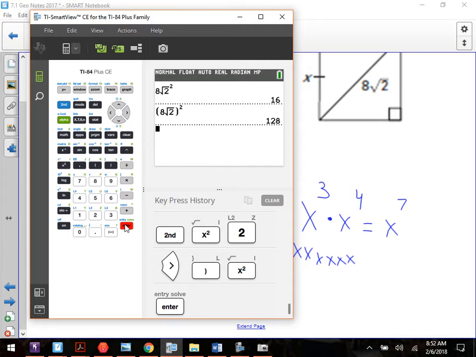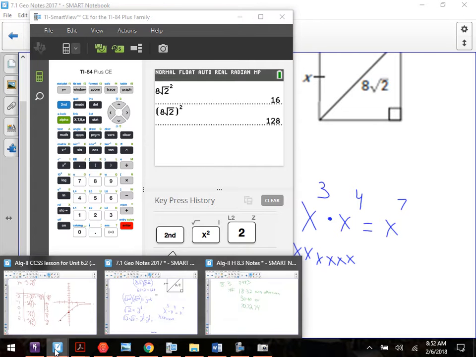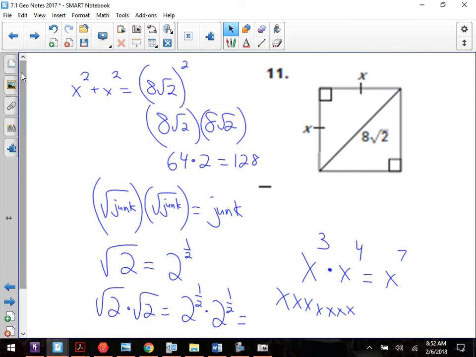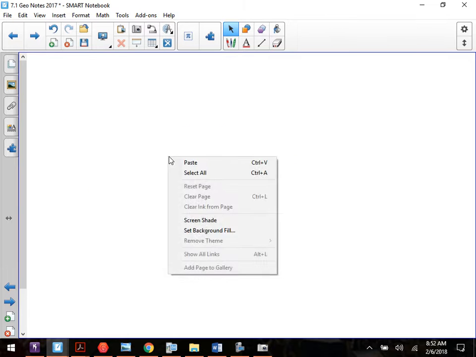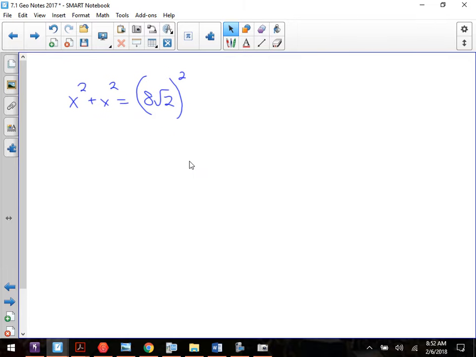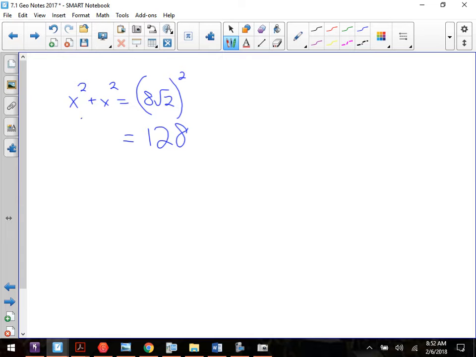So back to this problem. 2 things going for you on this one. First of all, you have to be very, very cautious with the 8 root 2 thing, which gives you, what did we say, 128? Now, x squared plus x squared is how much? It's 2x squared, the same idea as x plus x is 2x. You're still combining like terms the same way.